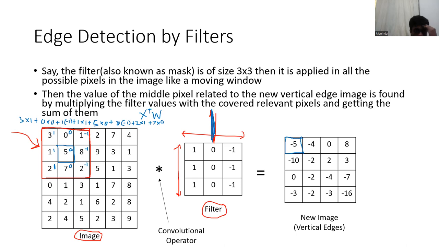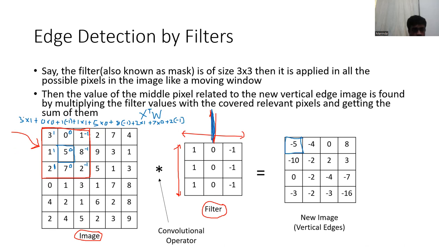Plus 2 times minus 1. Right. So now let's see what is the number. 3 times 1, 3. 0 times 6, 0. 1, 1 minus 1. 1 times minus 1, minus 1. 3 minus 1, 2. 2 plus 1, 3. This is 0.